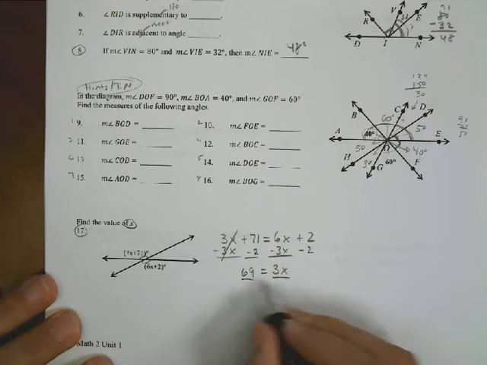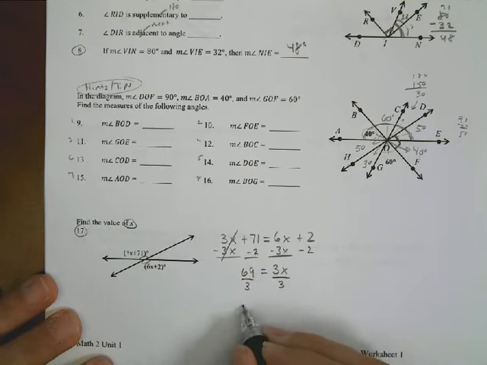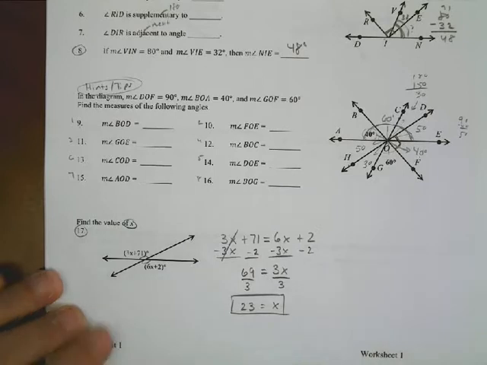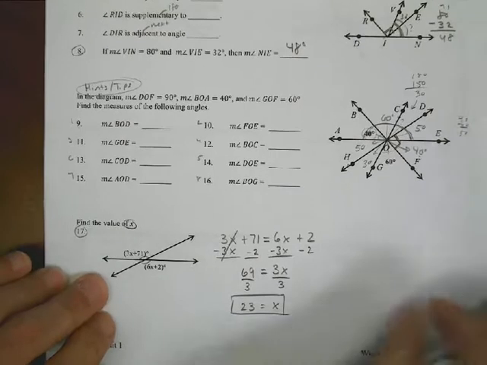And now I'm going to divide both sides by 3. They're joined together by multiplication, so I divide. And I end up with 23 equals x. And that's my solution for number 17. Alright, let's go to the next page.